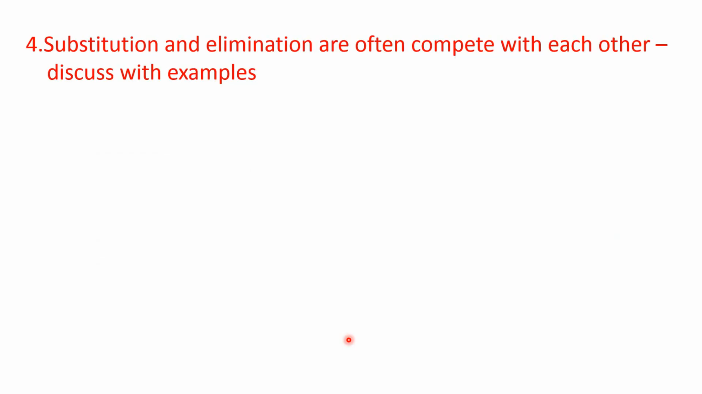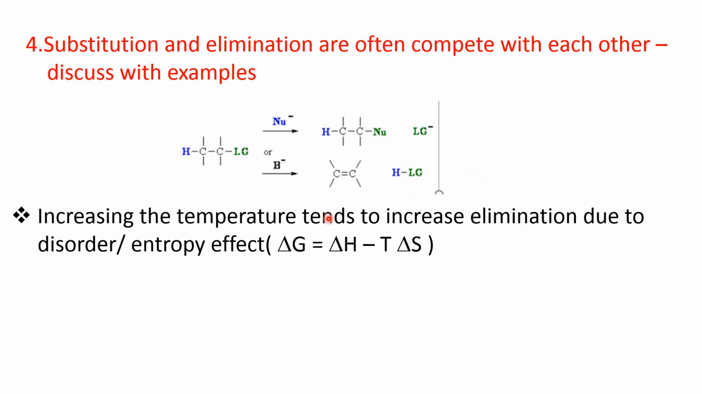Now, fourth question. Substitution and elimination often compete with each other. Discuss with examples. So, this is the substrate. This is the leaving group. Base or nucleophile. Either it gives the substitution product or it gives the elimination product. Now, increasing the temperature tends to increase the elimination reaction due to an increase in the disorderliness, or entropy. We will discuss this later.